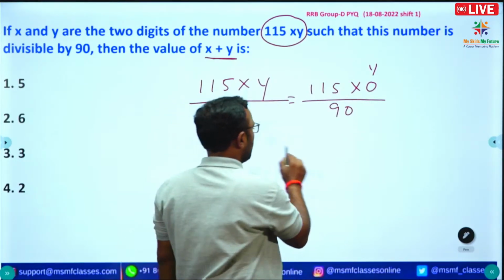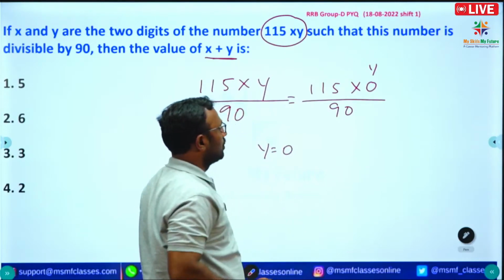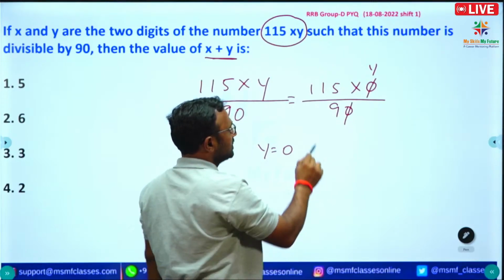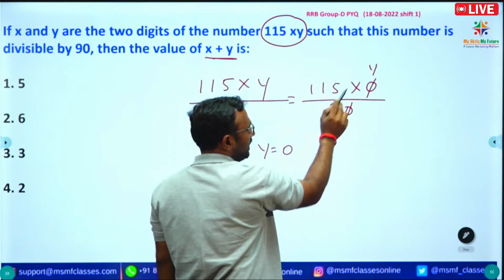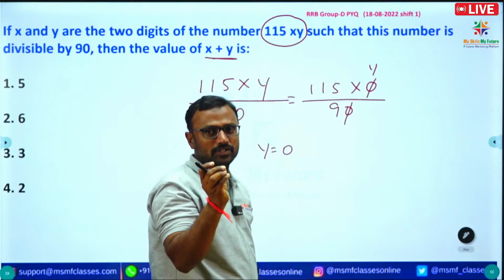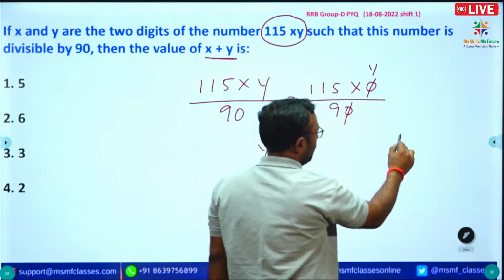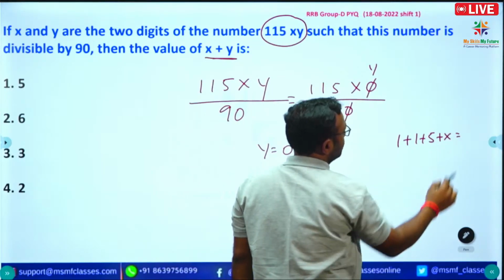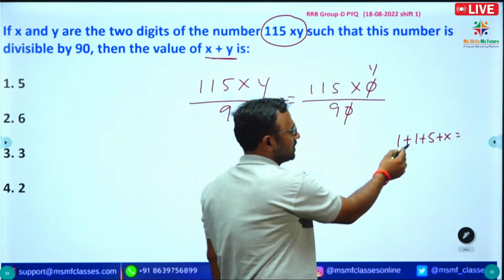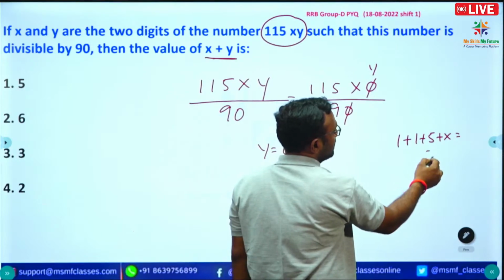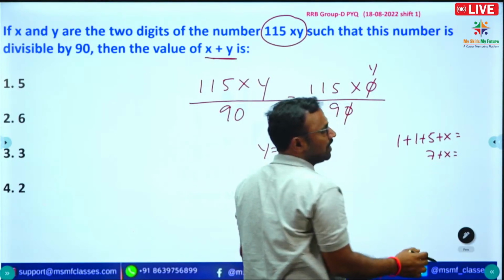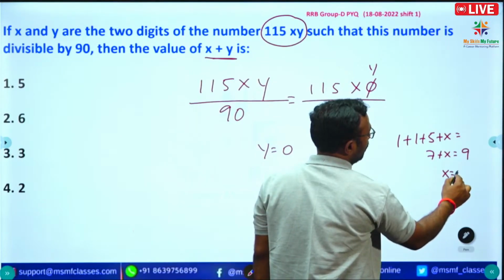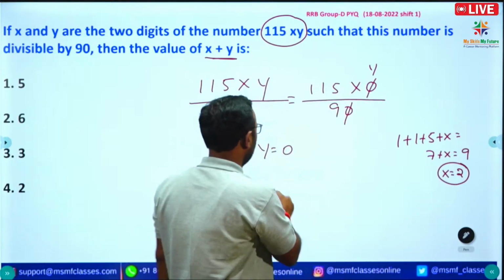Okay, so y is equal to 0. And what about x? So the 0s cancel. A number divisible by 9 means the sum of digits must be divisible by 9. Here 1 plus 5 plus x must be a multiple of 9. So 1 plus 1 is 2, 2 plus 5 is 7, 7 plus x must be a multiple of 9. So directly I am writing 9, so x is equal to 2.